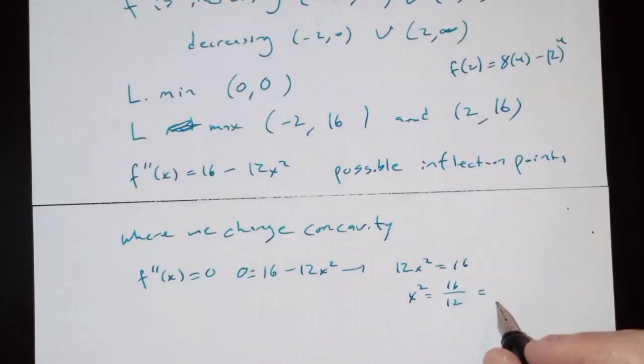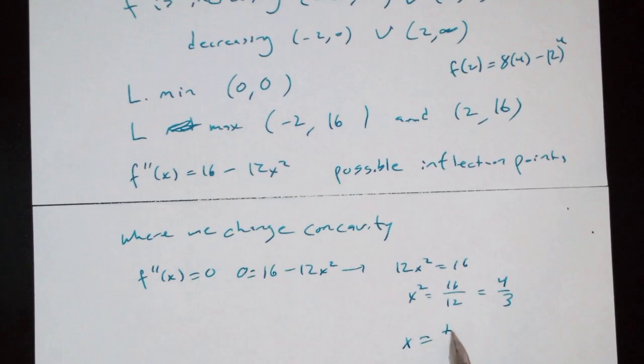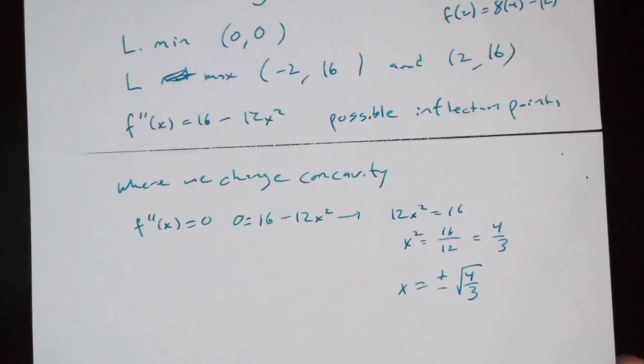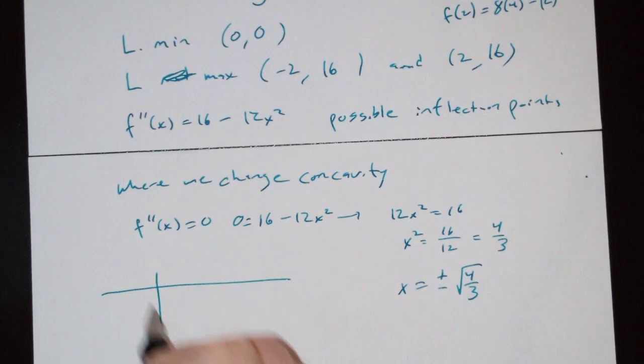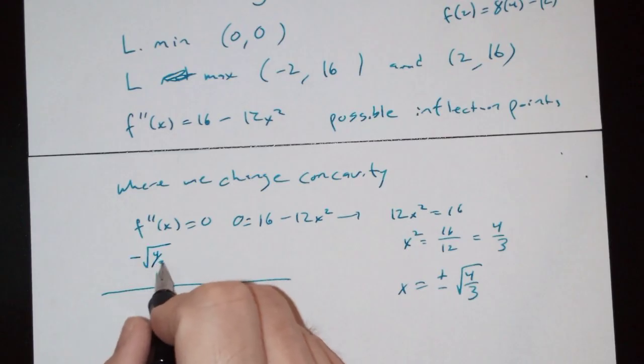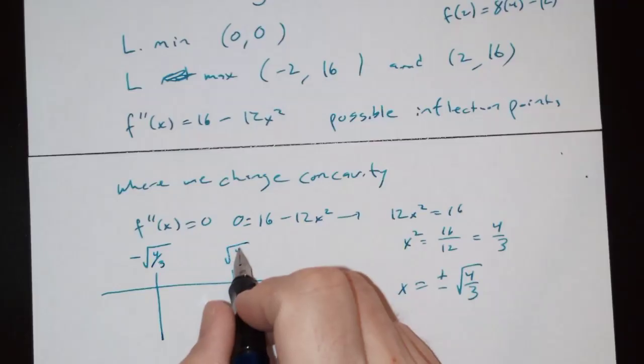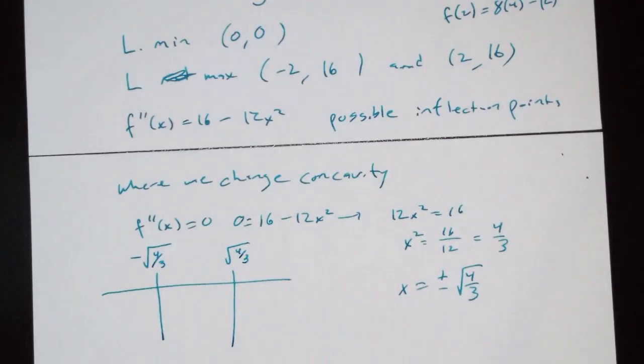I can simplify that fraction. 16 over 12 is 4/3. So I take the square root. I get the square root of 4/3. I have absolutely no idea on the face of the planet what the square root of 4/3 is. But I know it's a little bit bigger than 1, because 4/3 is bigger than 1. So I know that number is between 0 and 1.